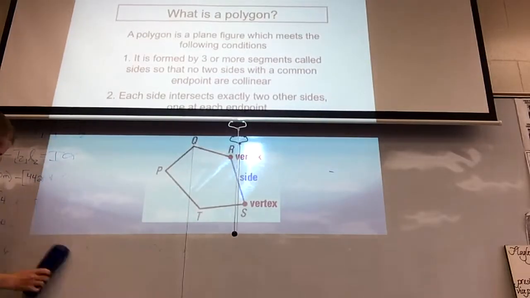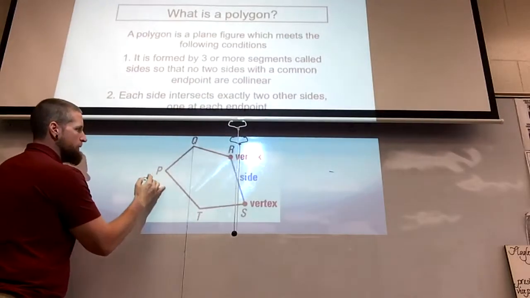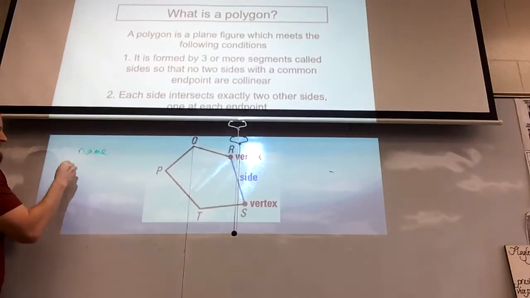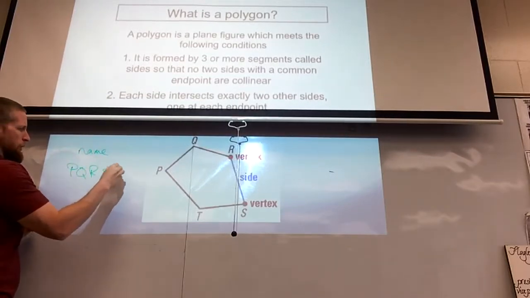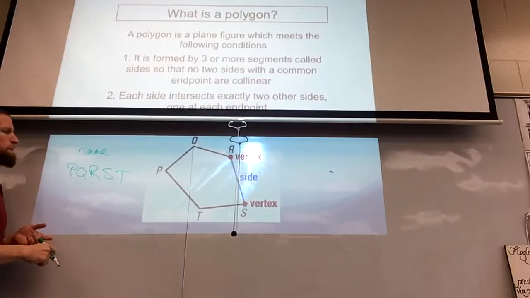Yes, we name them by letters. So like this one here, I would say the name for that one would be PQRST. There's no symbol in front. The only ones we have symbols for are going to be triangles and parallelograms.